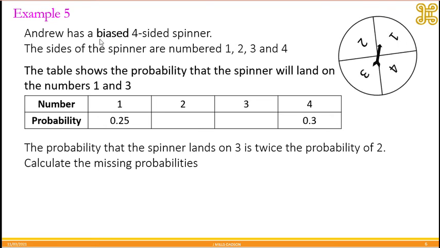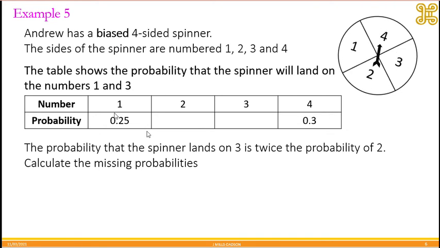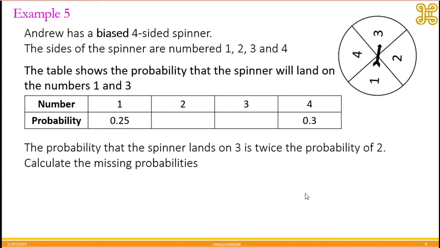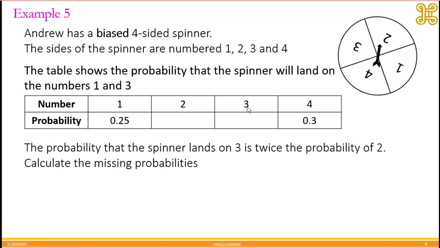Example. This example, pause the video, read to understand. Okay, so if you look at this table, probabilities for 1 and 4 are given. For 2 and 3, we were not given probabilities. But we've been given a clue that the probability that the spinner lands on 3 is twice the probability of 2. 3 is twice probability of 2.